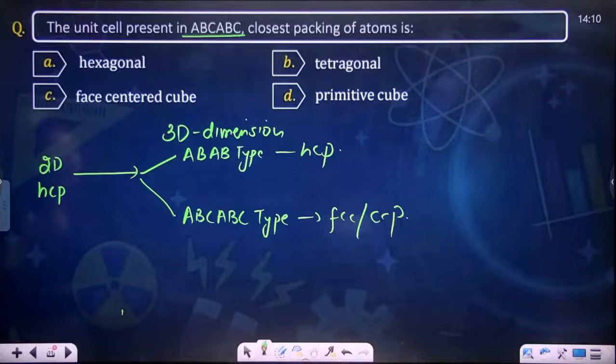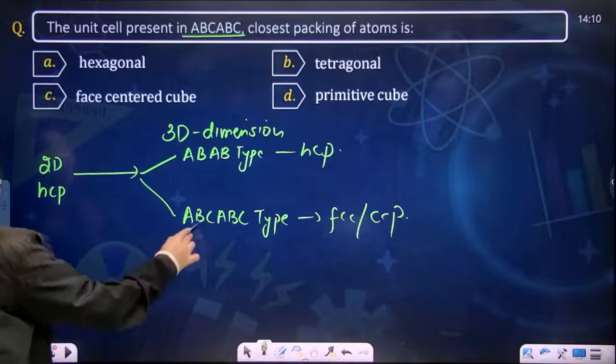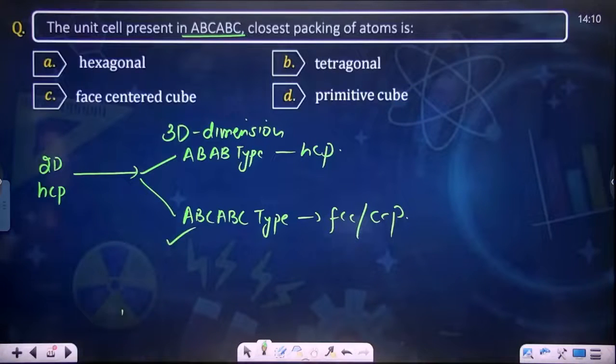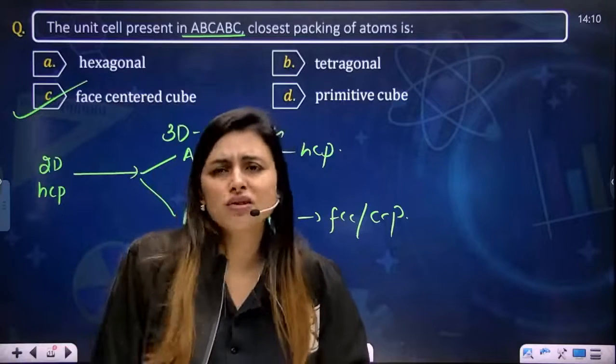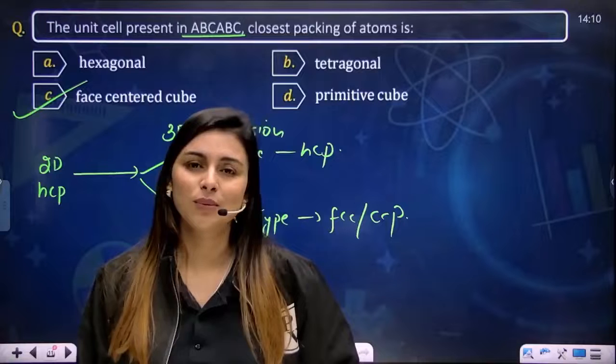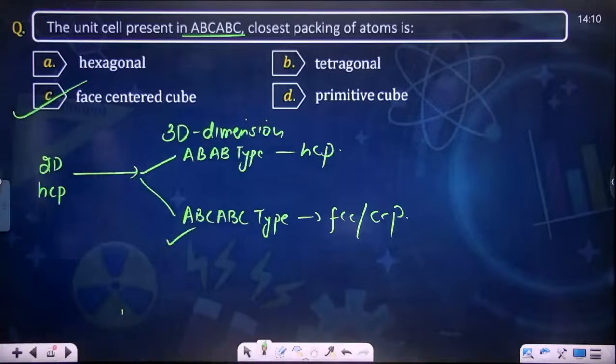Yes. So since it is talking about ABC type, it is talking about this type. So ABC is face centered. So option C will be your correct answer. So this is how you'll have to solve this question. So easy question, right? Yes, perfect. Please write it down and then we'll move forward.